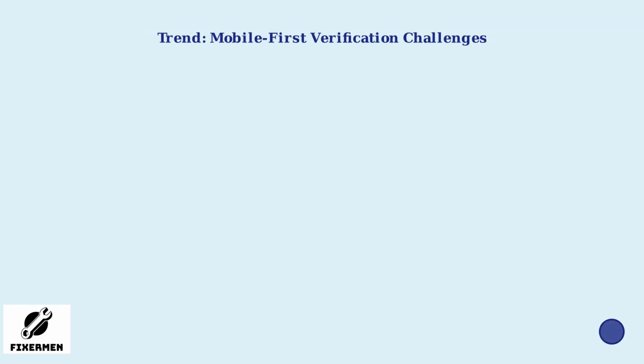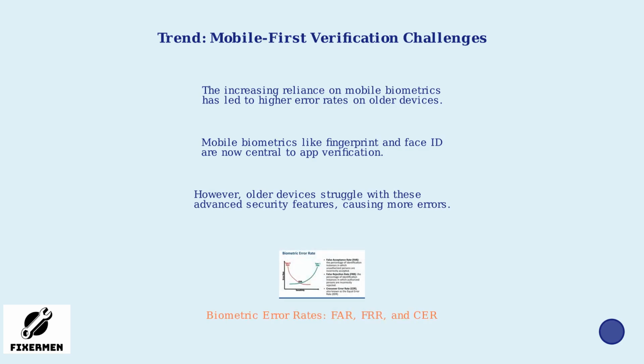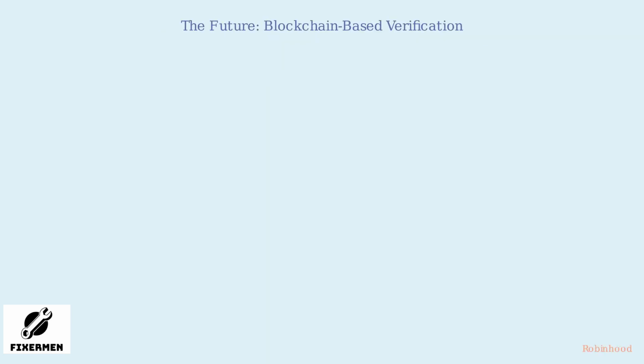The increasing reliance on mobile biometrics has correlated with higher error rates on older devices. This trend is pushing Robinhood to phase out support for pre-2023 hardware by 2027, emphasizing the importance of using updated technology. Looking ahead, the future of verification on platforms like Robinhood points to more seamless, blockchain-based systems that could eliminate errors like Code 1003 by 2028.